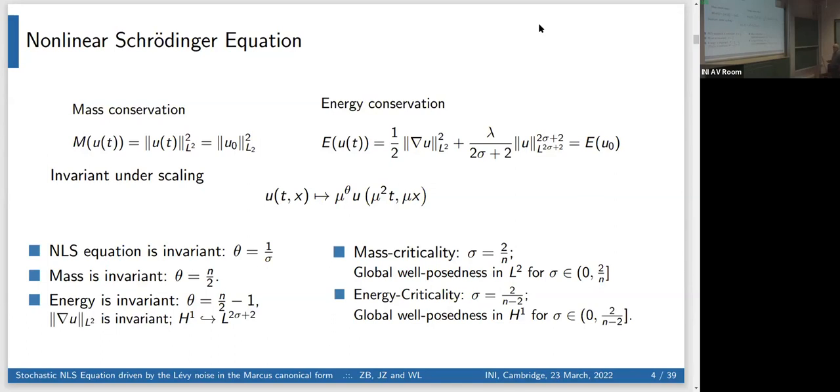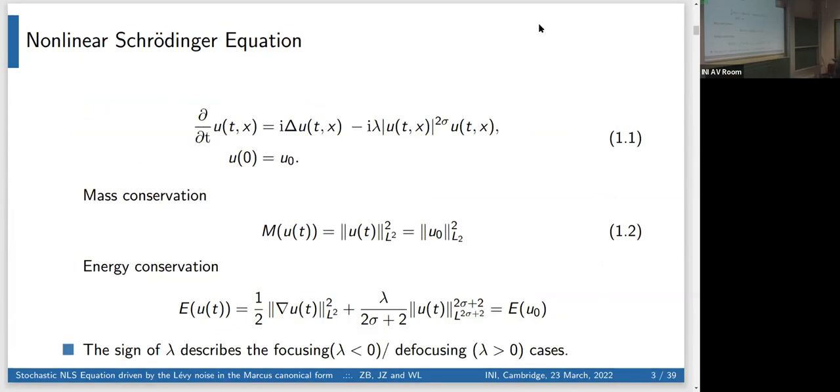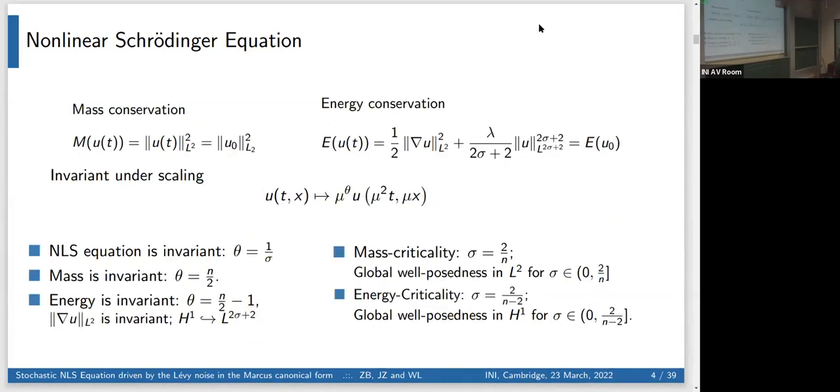And this leads, but I will not speak about this, to various forms of critical exponents, where sigma equal to 2/n is the mass critical, and energy criticality is 2/(n minus 2). So n is the space dimension. So the whole talk is for when this variable x belongs to the Euclidean space R to the power n. So this picture is not really applicable to my talk because here this domain would be bounded.